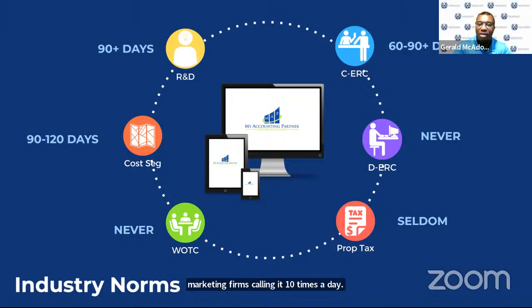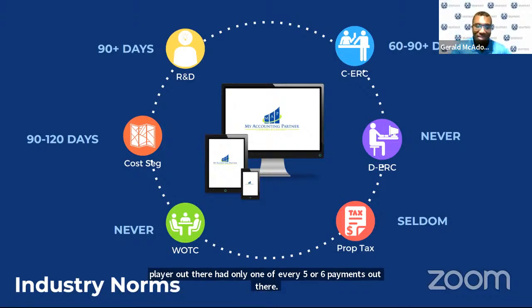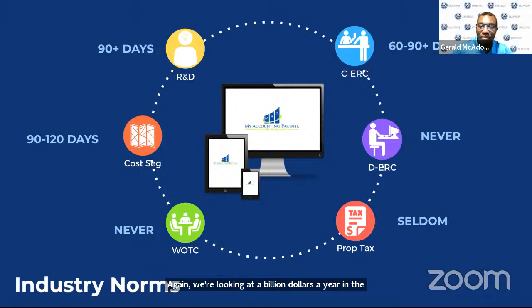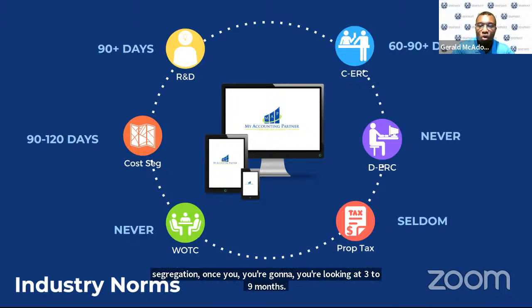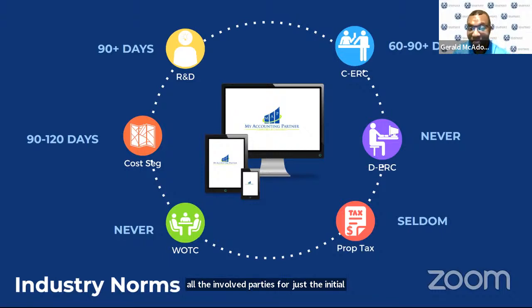But here's the timeline or some of the industry norms for this. For WOTC, that higher tax incentive credit, the biggest player out there is handling one of every 5 or 6 payments. Again, we're looking at $1 billion a year in WOTC tax credit, and that's not significant for that amount. That's less than 1% of market effectiveness there. Cost segregation, once you engage, you're looking at 3 to 9 months to get that cash. Just to coordinate the schedules for all the involved parties for just the initial site visit is going to take you 6 weeks. This was just confirmed to me by a CPA not too long ago.